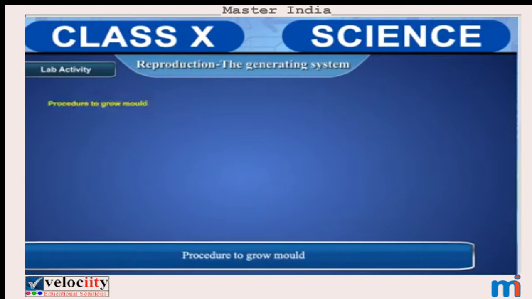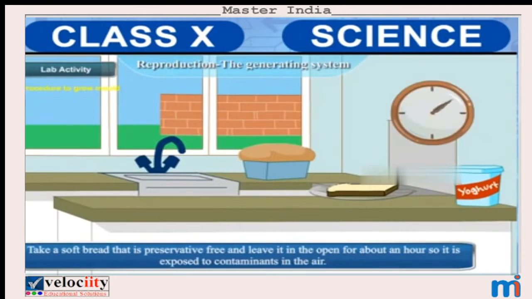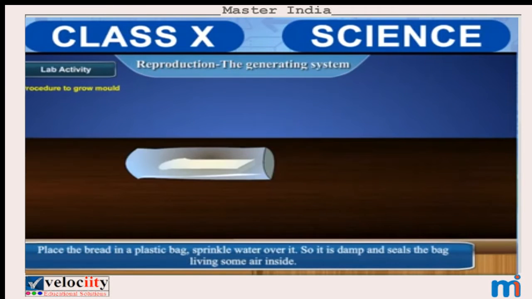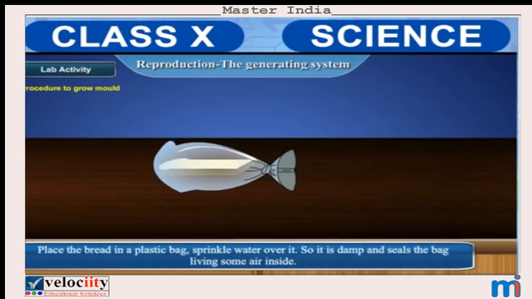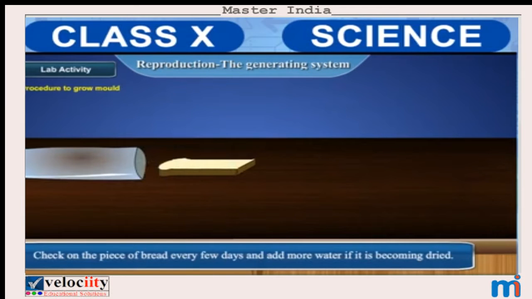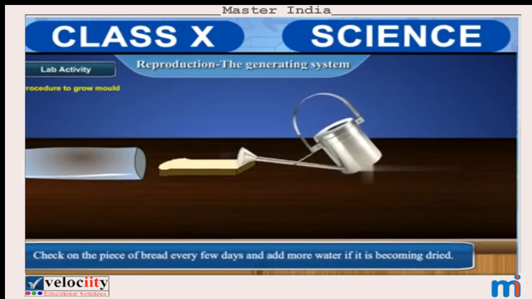Procedure to grow mold: take a soft bread that is preservative free and leave it in the open for about an hour, so it is exposed to contaminants in the air. Place the bread in a plastic bag, sprinkle water over it, so it is damp, and seal the bag, leaving some air inside. Check on the piece of bread every few days and add more water if it is becoming dry.